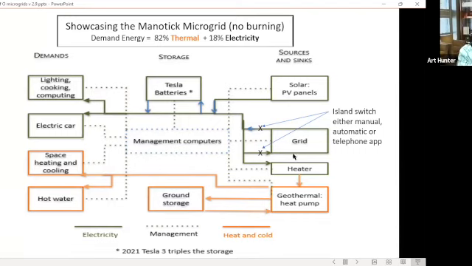I have put in an additional heater that allows me to take excess electrical energy that I have generated due to solar and dump it into my geothermal system, into the heat pump, and store it in the ground.